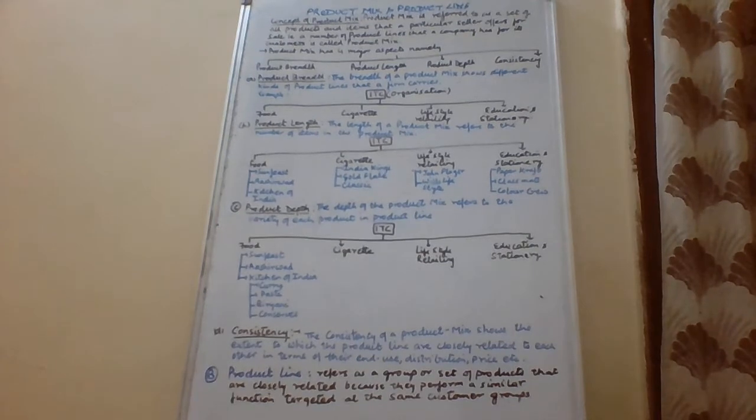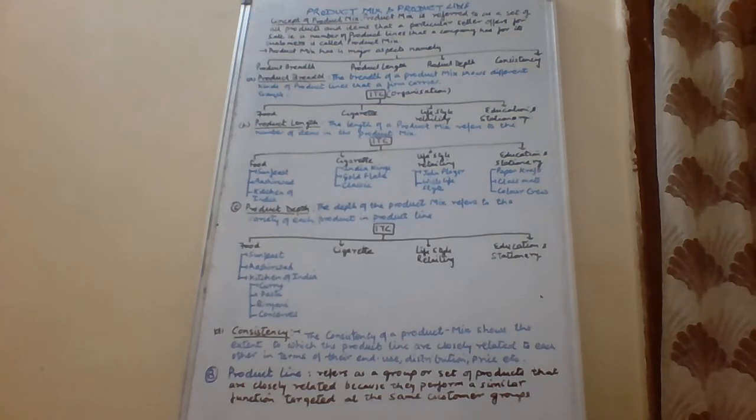Now, the product mix has four major aspects, namely product breadth, product length, product depth, and consistency. First, it is the product breadth. The breadth of a product mix shows the different kinds of product lines that a firm carries. Here, I have taken an example of the organization ITC. They have various categories. For example, I have taken here food, cigarettes, lifestyle retailing, education, and stationery for explanation purposes.